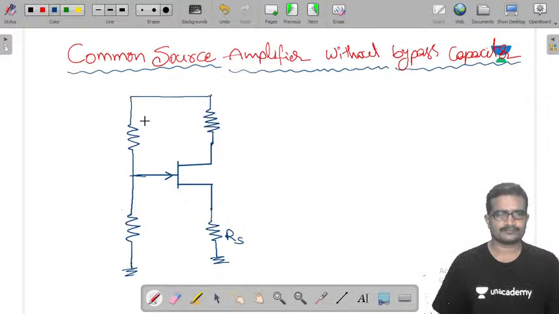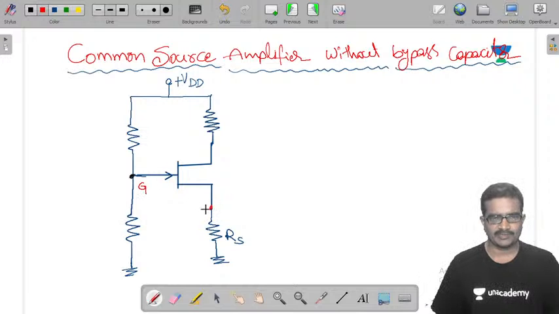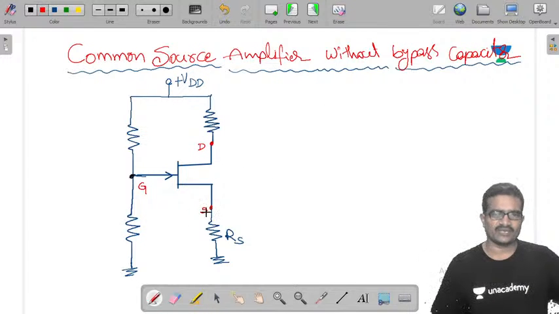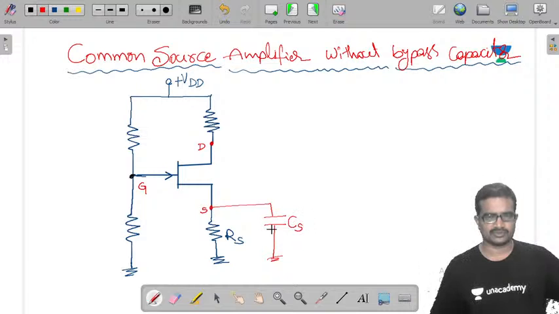Now plus VDD. This is the gate terminal, the source terminal and the drain terminal. In general, for a common source amplifier we connect a CS capacitor, an external capacitor, from the source to ground. Now this is the common source amplifier without bypass capacitor. This is our bypass capacitor.